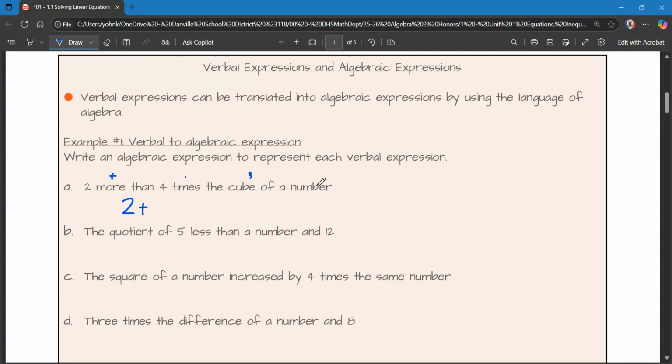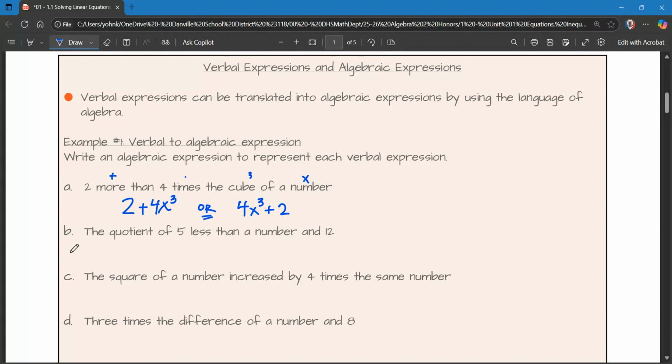So I need to pick a letter to represent the number. Most people pick x. So if I want to cube the number, I'm going to go x cubed. And then if I want to multiply it by 4, I'm going to put the 4 in front. So 2 more than 4 times the cube of a number. I could also write it as 4 times the cube of a number and then add the 2. They're the same thing.